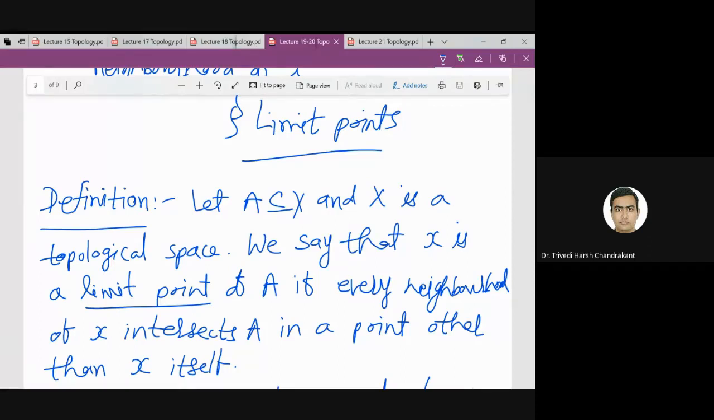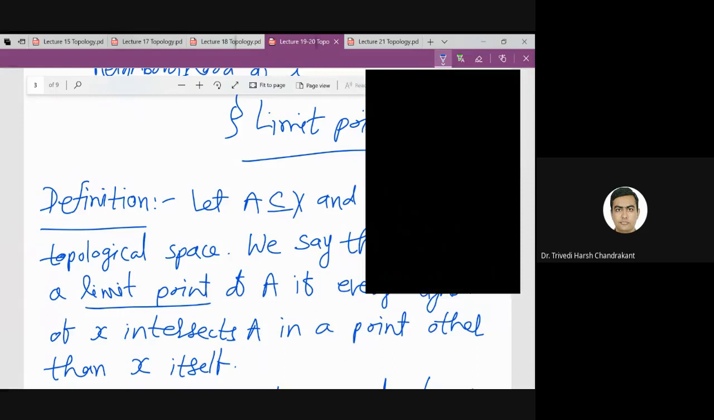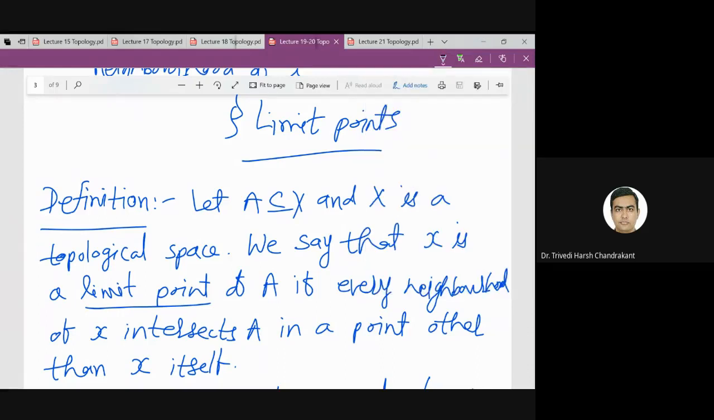So, in the last lecture, we discussed the concept of limit points in topological spaces. As we know, topology generalizes the notion of open sets of the real line, Rn, and all those things. We need a general concept of limit point.